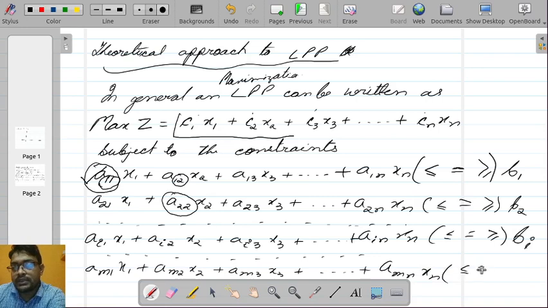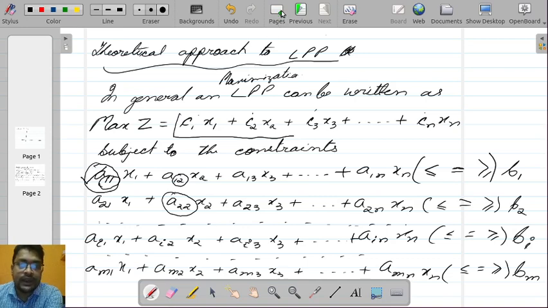That is less than or equal to, greater than or equal to bm, okay. So in general we can write LPP in this particular form, right. So naturally something comes up in our mind: if we collect these coefficients, we can easily write these equations in the form of a single equation or inequation using the concept of matrices, okay. Matrices which you had learned in higher secondary as well as your degree classes, okay.